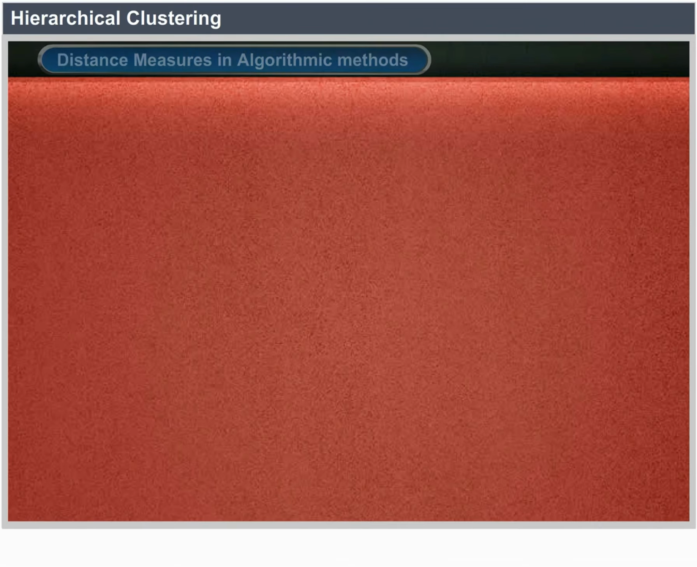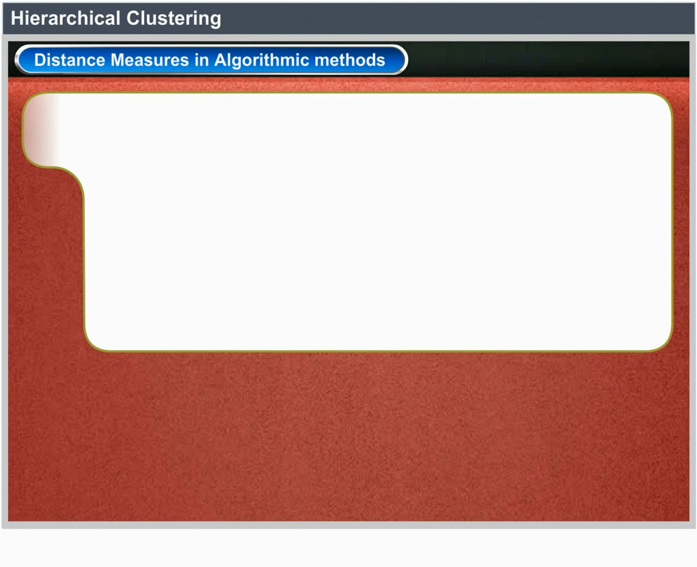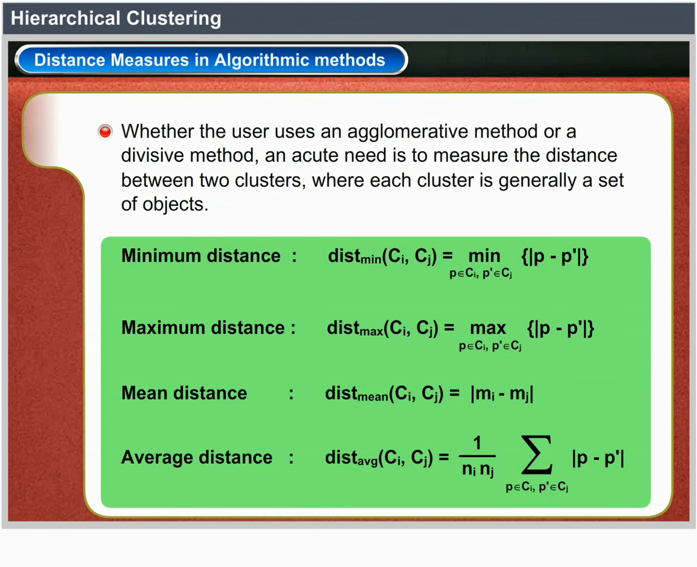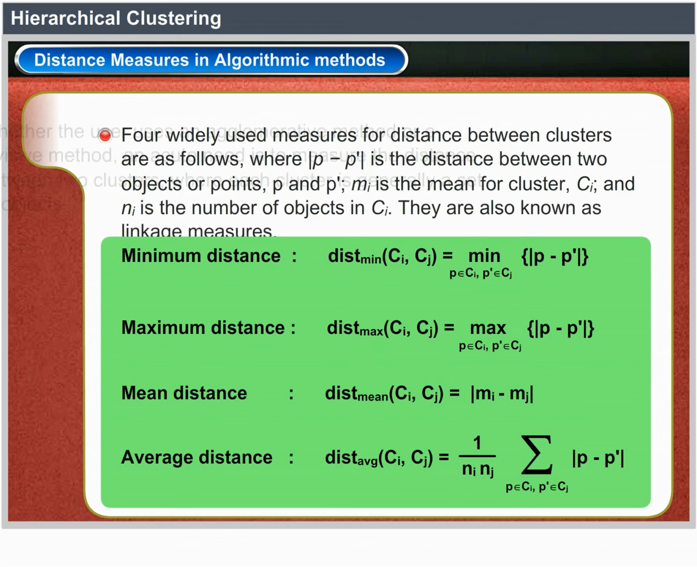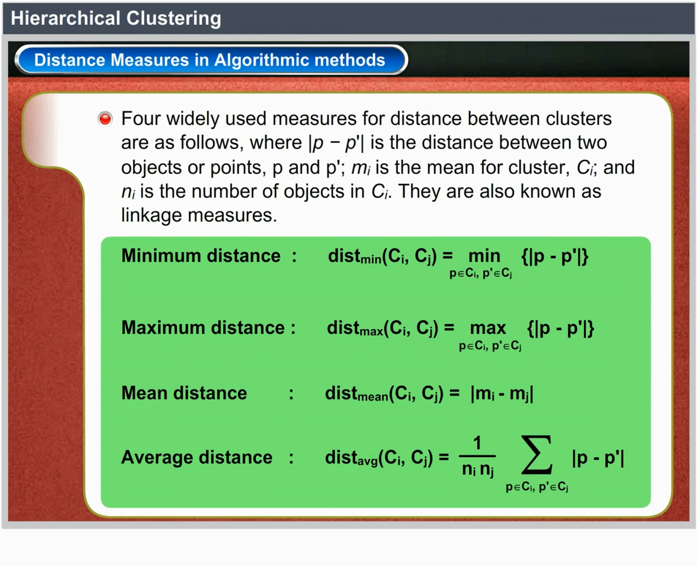Distance measures in algorithmic methods. Whether using an agglomerative method or a divisive method, a core need is to measure the distance between two clusters, where each cluster is generally a set of objects. Four widely used measures for distance between clusters are as follows, where |p - p'| is the distance between two objects or points, p and p'. Mi is the mean for cluster Ci, and Ni is the number of objects in Ci. They are also known as linkage measures. The equations for the minimum, maximum, mean and the average distances are as shown on the screen.